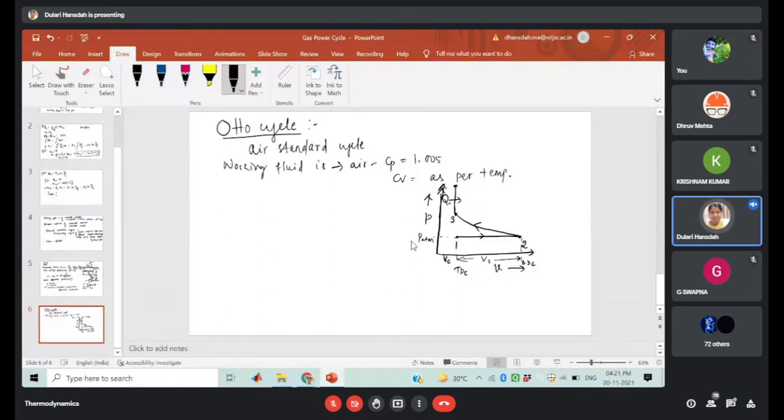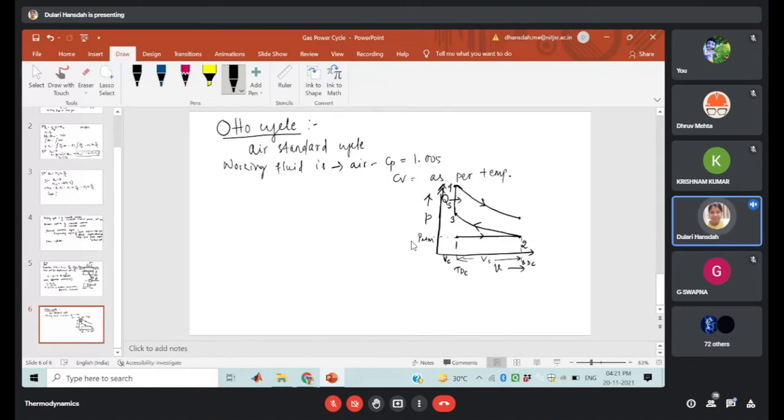So let us take that the heat supply is QS or Q1. So let us take this process as 4. Okay, so after the heat addition there will be the combustion of the air fuel mixture. Then there will be the expansion due to the combustion of the air fuel mixture, right? So this expansion means the piston will move from top dead center to bottom dead center, right? So that is your expansion process. Here we will get the work output.